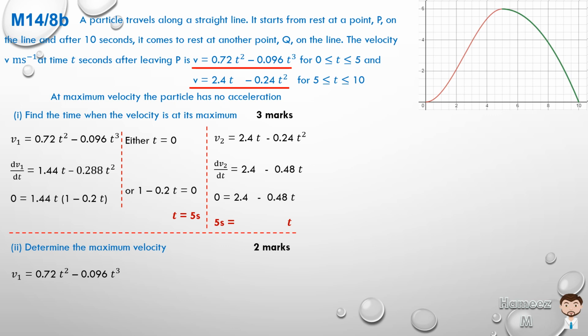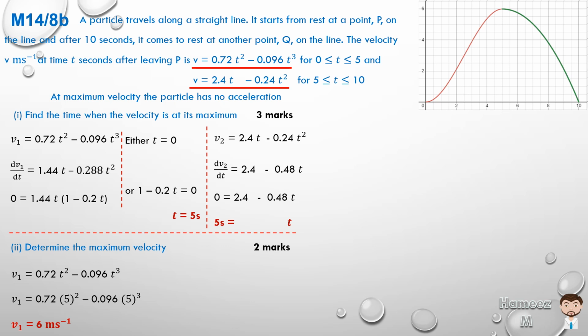And if we substitute for when time is 5, because that's when the maximum velocity occurs, then v1 is equal to 0.72 by 5 squared minus 0.096 by 5 cubed, which works out to be, using our calculators, v1 is equal to 6 meters per second.